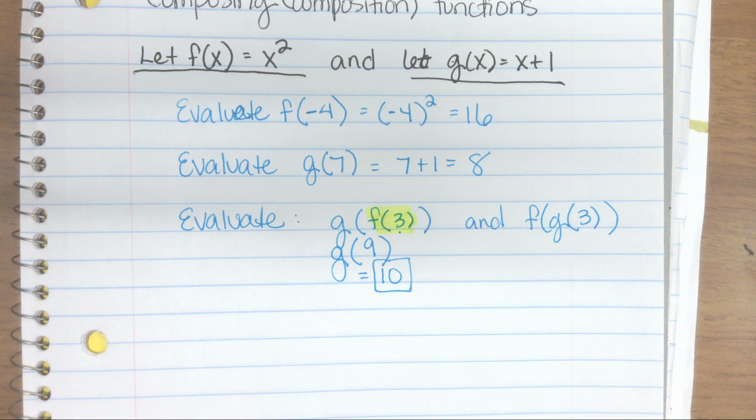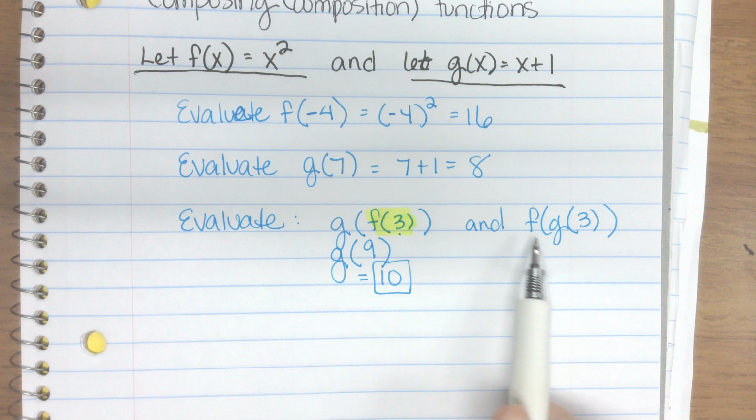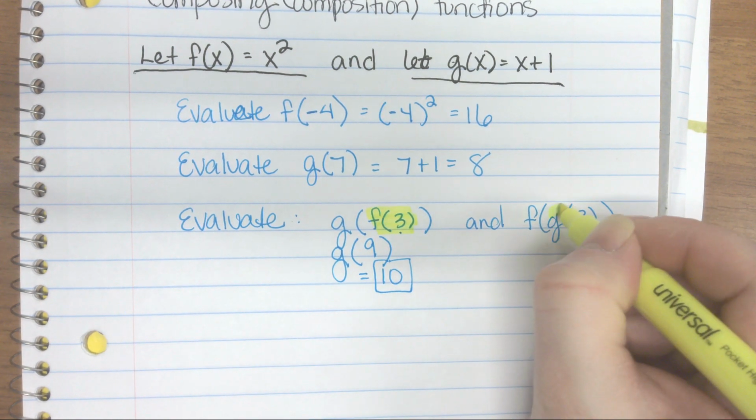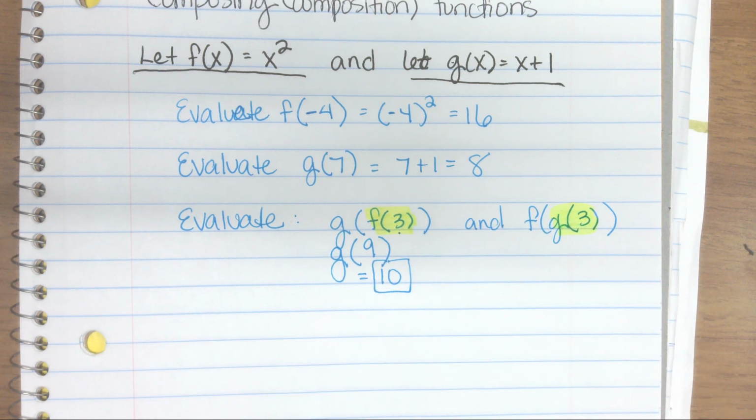So a composition of functions is a function within a function. So we take one, we evaluate it, and then we put it in the other. All right, so the order in which you do it does matter, because if you do the other function first, you're going to get something different. So this one, f of g of 3, the inside function is g of 3. That's the one I'm doing first. So what is g of 3?